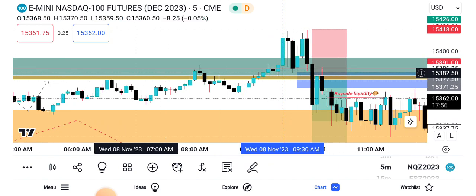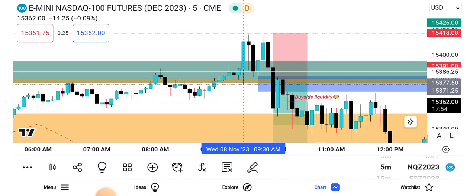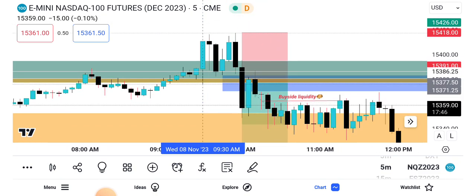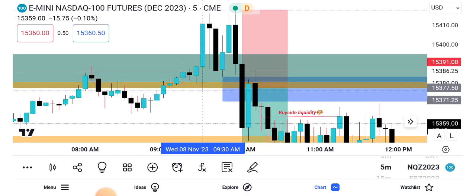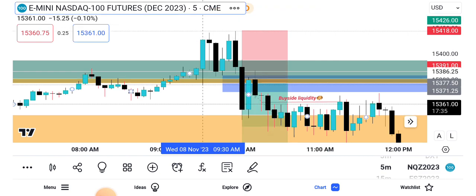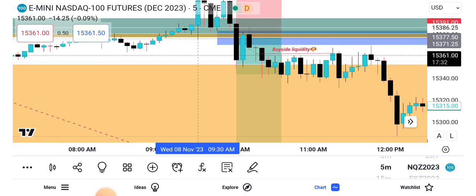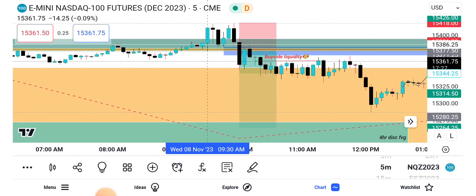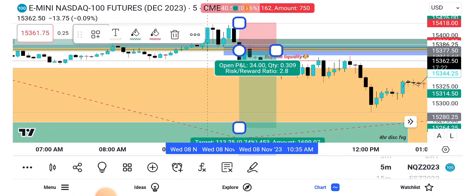I like to use mostly the 5 minute market structure shift. So we saw it there. It created a fair value gap, upon which I made my entry with the highs there, and targeted this 4-hour discount. And I'm learning something, by the way. It was a trade of 1 to 2.8.